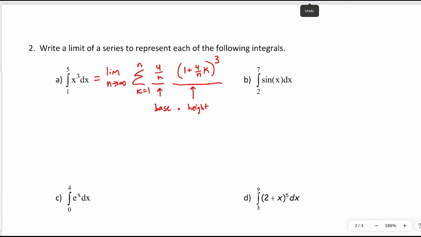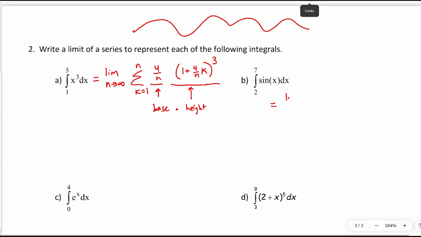All right, let's try the next one. Sine x from 2 to 7. You all know what sine looks like, right? It does something like this. If we want to know the area under the curve from 2 to 7, we're going to find a limit of a series.